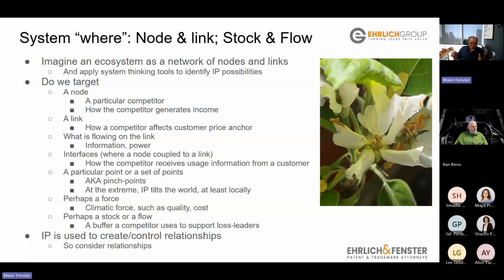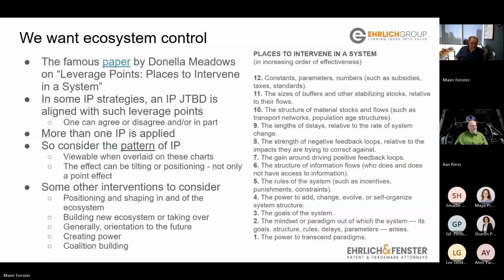In perhaps a more general way, there's a famous paper by Donella Meadows, and the paper is called Leverage Points: Places to Intervene in a System. And some of these leverage points, like if you look over here, we mentioned sizes of buffers, perhaps mindset we've talked about in the past. The point is that as you go down the list from 12 down to 1, Donella believed, she passed away, that the effectiveness of intervening in the system, in the ecosystem, goes up.